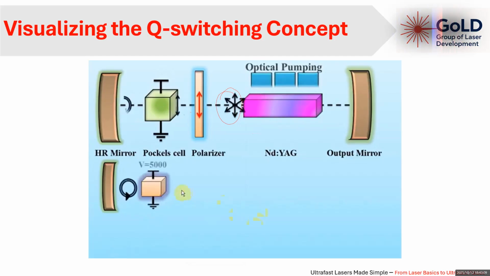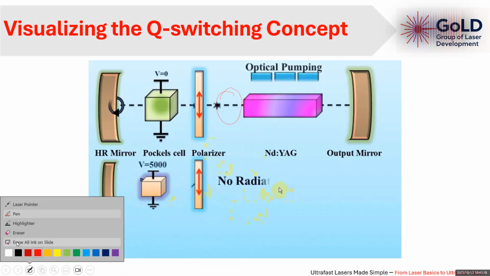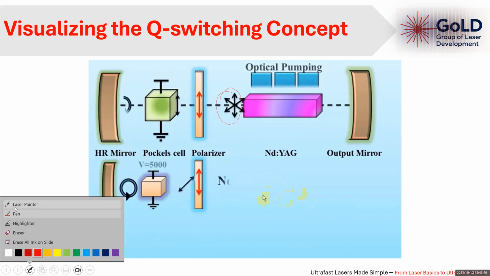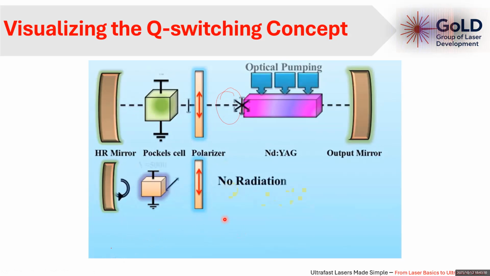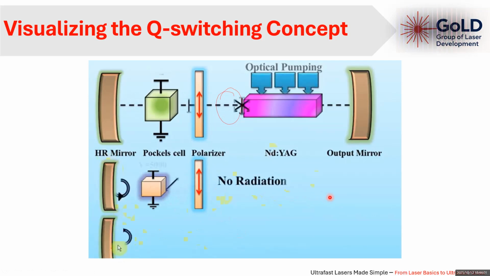Pockels cell here, voltage applied. So here you can see now its polarization changes on returning back, but this polarizer is blocking that one, so there is no radiation.